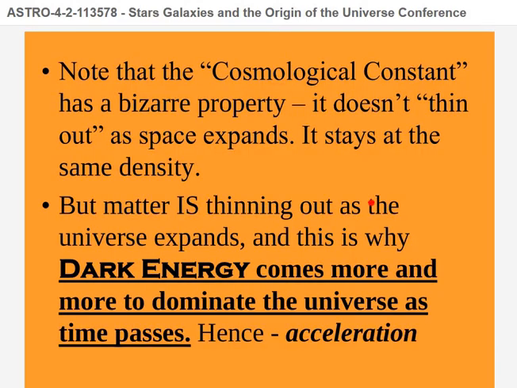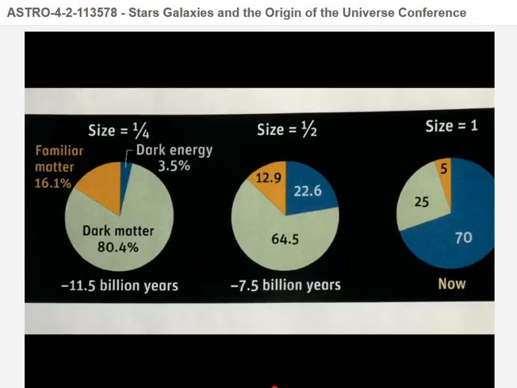So, yeah, it doesn't thin out as space expands. It stays the same density. So it comes more and more to dominate the universe. So 11.5 billion years ago, dark energy was just a little teeny sliver of the pie, and most of the matter energy content of the universe was in dark matter. But as time goes on, it comes to be a thicker and thicker slice, and now today it's about 70% of the matter plus energy density of the universe.